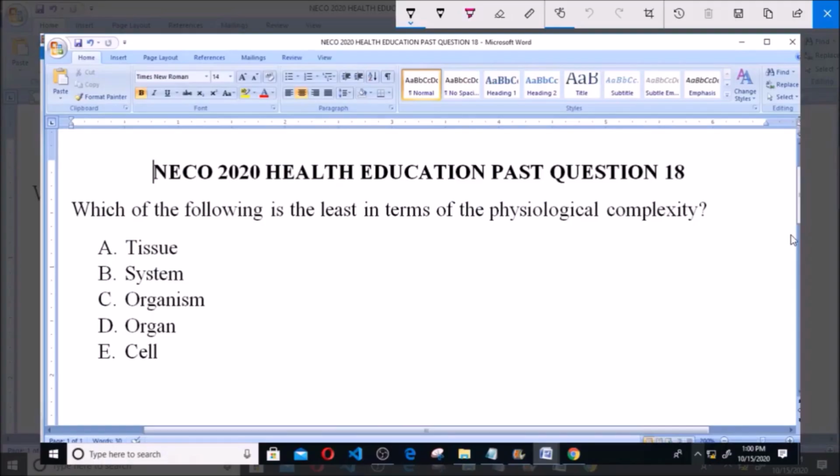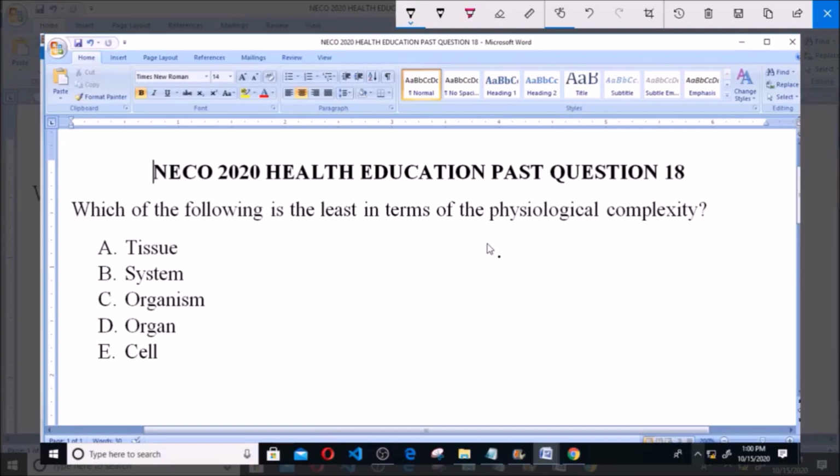I'll be answering NECO 2020 Health Education Past Question 18. Which of the following is the least in terms of physiological complexity? A. Tissue, B. System, C. Organisms, D. Organ, and E. Cell. So we are asked for the least in terms of the physiological complexity.